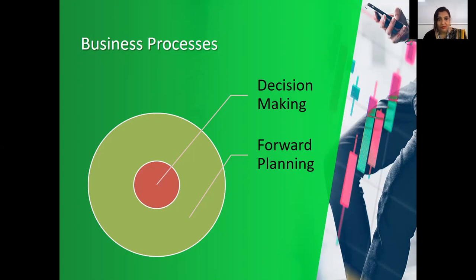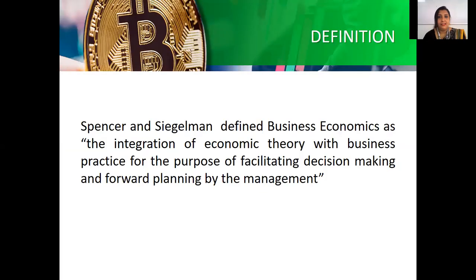So business economist is actually helpful in this regard. The basic two business processes which can be done with the help of business economics are decision making and forward planning. There's one definition for business economics which is coined by Spencer and Sigelman. According to Spencer and Sigelman, business economics is integration of economic theory with business practice for the purpose of facilitating decision making and forward planning by the management.